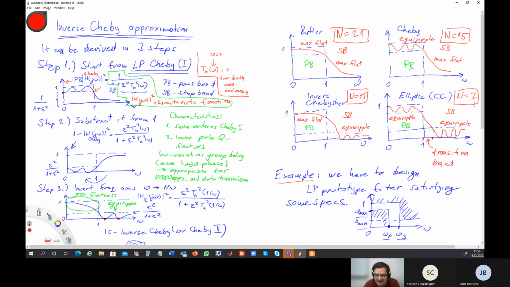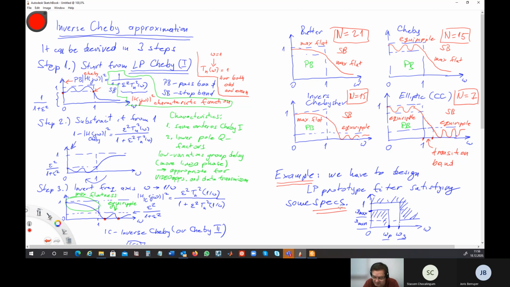So this was one live example. We will not calculate it in detail because we don't have so much time. But when we start from specifications, or specs, then we try to design Butterworth or Chebyshev or inverse Chebyshev or elliptic filter, and we obtain different orders. So what is good for us, we see that Chebyshev and inverse Chebyshev have the same order, which is lower than Butterworth, but the elliptic filter is the best. It has the lowest order.